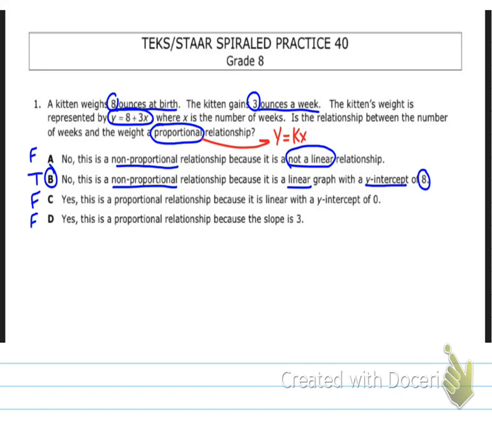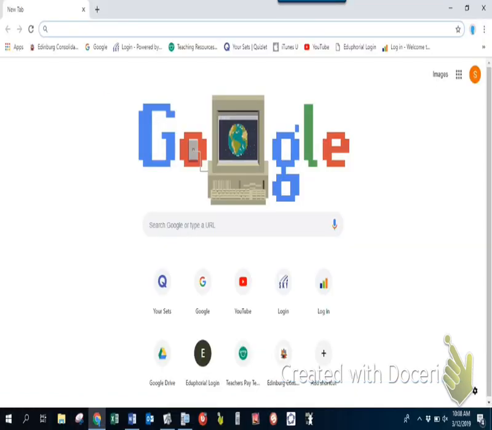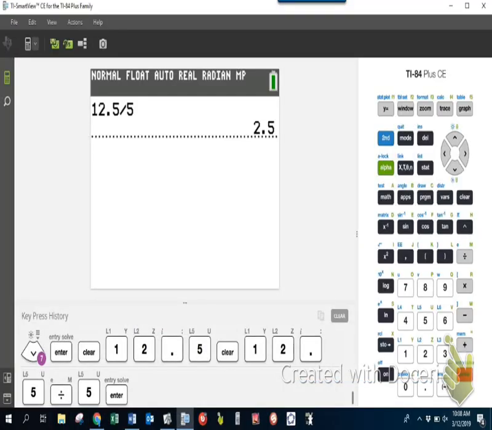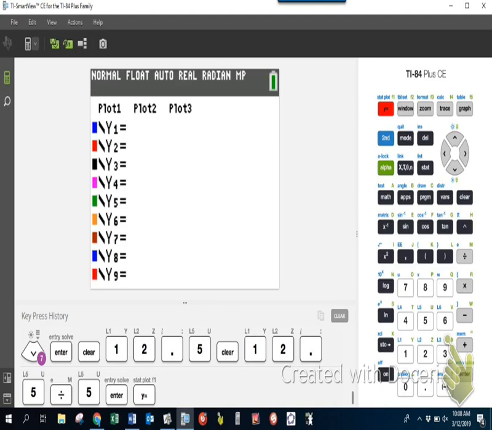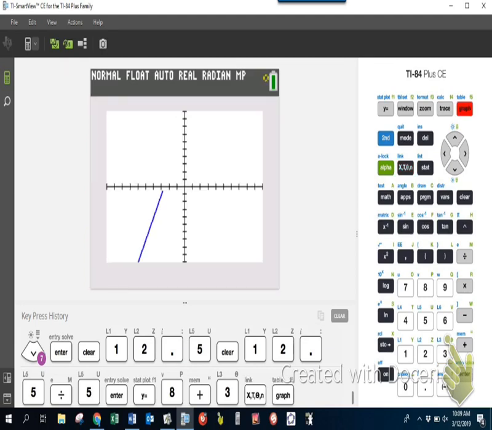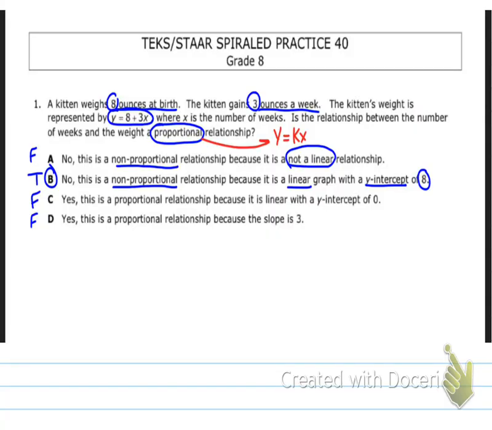Now, here's a quick and easy way to prove it. Let's just go and graph y equals my equation. So y equals 8 plus 3x. And, well, when I graph it, notice it's linear. It is linear. And I don't know if you can tell, the y-intercept is where the line crosses the y-axis. You can actually see there that it does cross at the y-intercept of 8. Now, another thing would have been this equation.